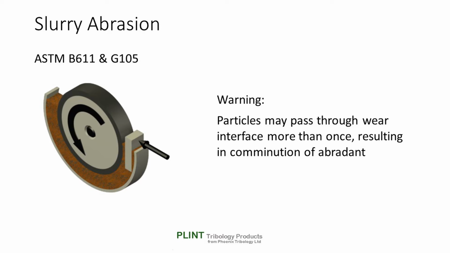ASTM G105 uses similar test geometry to ASTM B611, but with a rubber-rimmed wheel as opposed to a steel wheel. With both B611 and G105, abrasive particles may pass through the wear interface more than once, so comminution of the abradant may take place.